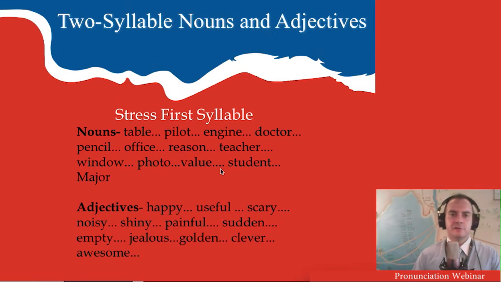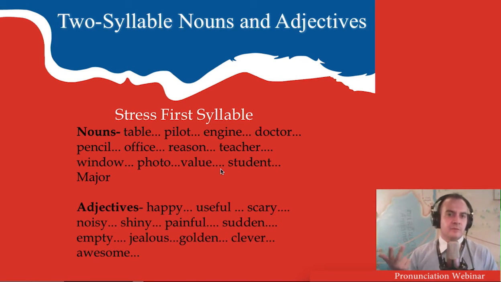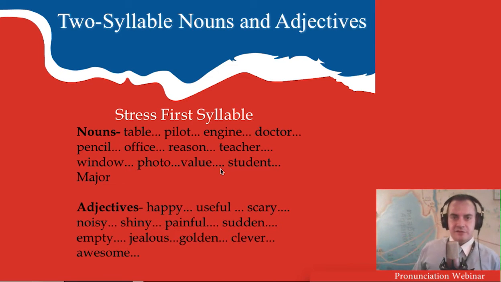First, we have the two-syllable nouns and adjectives. For two-syllable nouns and adjectives, put the stress on the first syllable. Listen to the examples. Table, pilot, engine, happy, useful, scary. Now, where is the stress there? It's on the first syllable.